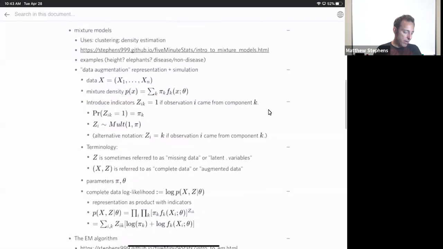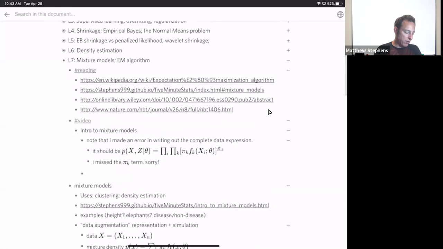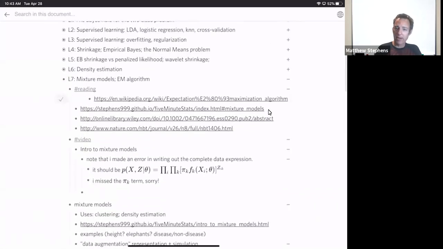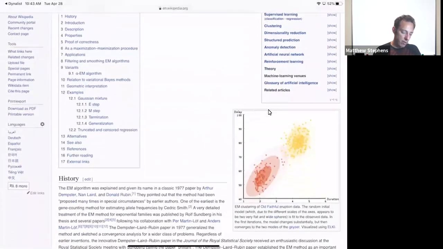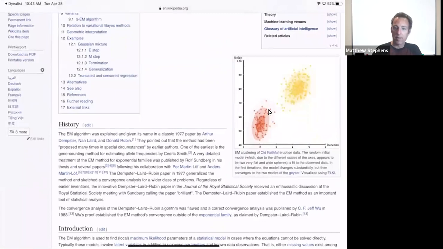So before we talk about it, this is a Wikipedia article on the EM algorithm. I'm just going to take you there for a minute and show you this picture here. This picture on the right-hand side shows an animation of how the EM algorithm is fitting a mixture of, in this case, two multivariate or bivariate normal components to a data set.